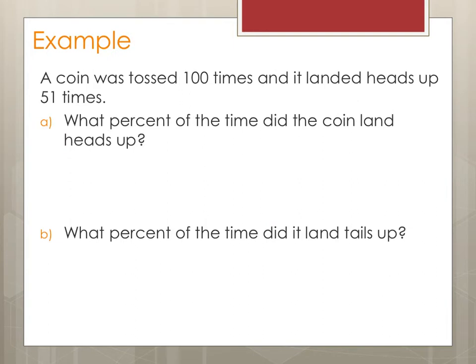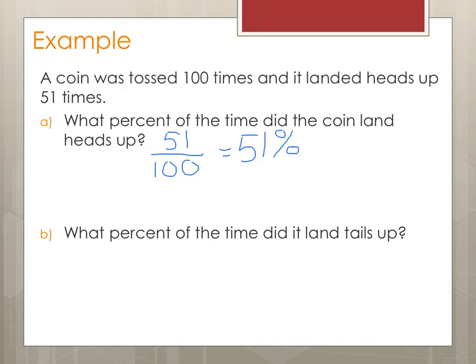So let's look at an example. A coin was tossed 100 times and it landed heads up 51 times. What percent of the time did the coin land heads up? Well, we're going to take the number of times it landed heads up, 51, and write it over the number of times the coin was tossed. In this case it was 100. So we have 51 over 100, and since the denominator is 100, we can write the numerator as 51%.